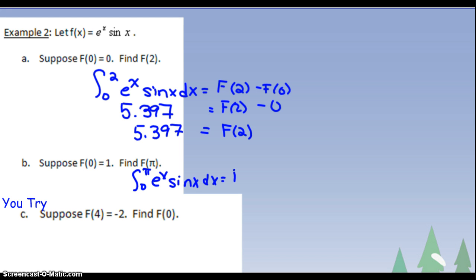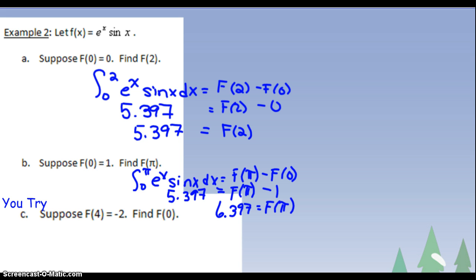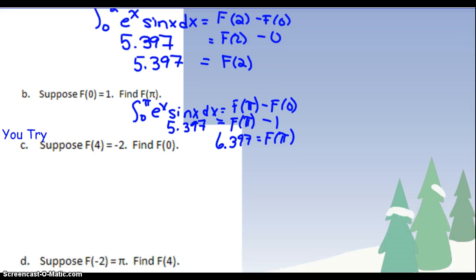and that's F of pi, F of b minus F of a. This is 1. We're looking for F of pi. This is 5.397. I'm going to add the 1 over and get 6.397, and that will be my F of pi. Go ahead and try C.